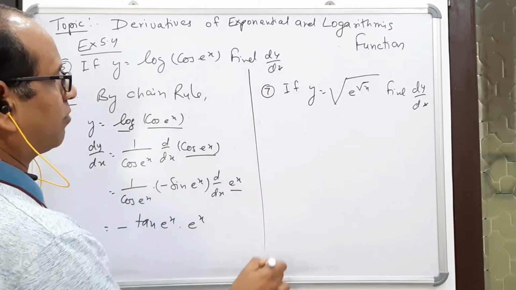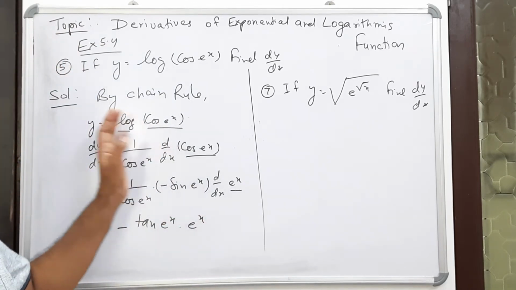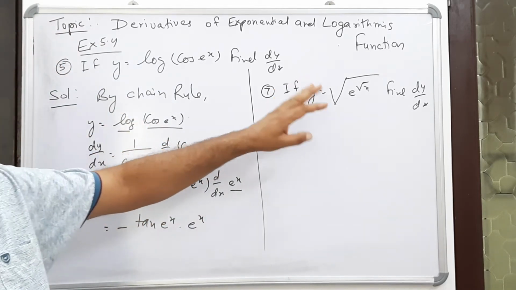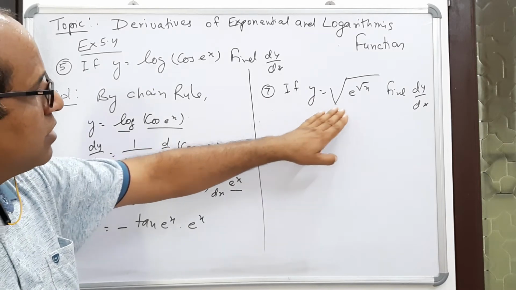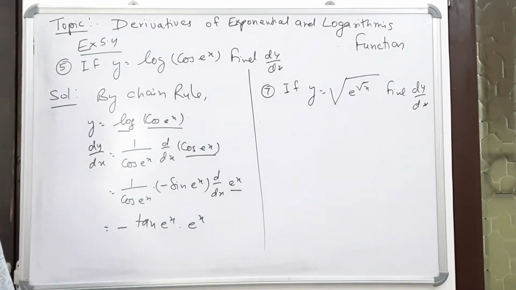You see one more problem here. This is problem number 7 in the exercise. The sixth one you can try yourself; that is a simple sum. If y equals root of e power root x, then find dy by dx.